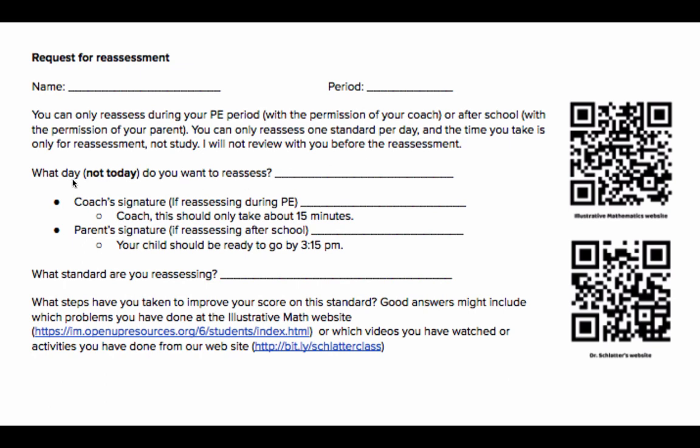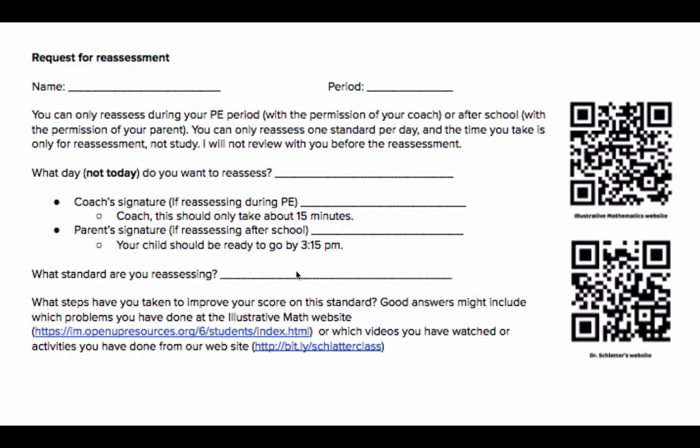When they're turning it in, I want them to give me some notice about what day they want to reassess. They shouldn't turn it in the same day that they're going to take the test, because I need some time to prepare the test. If they're taking it during PE, I need their coach's signature, and coaches are usually okay with this. It only takes about 15 minutes. If you want your student to reassess after school, I need your signature to let me know that your student's going to be leaving a little bit later, and you can pick them up by 3:15.